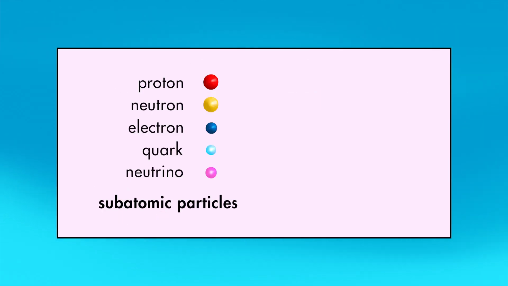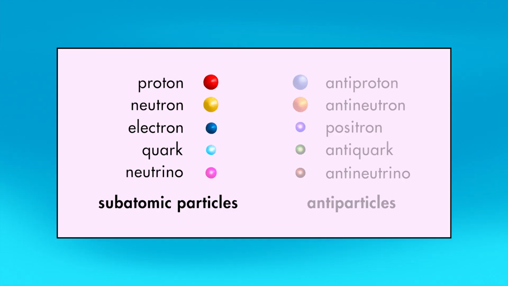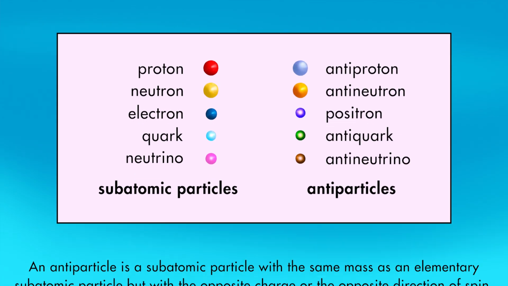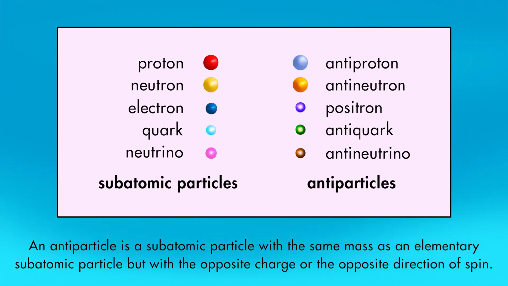Modern science has also discovered that for each type of elementary subatomic particle, there is a corresponding antiparticle. An antiparticle is a subatomic particle with the same mass as an elementary subatomic particle, but with the opposite charge, or the opposite direction of spin. The antiparticles involved in beta radiation are positrons, antiquarks, and antineutrinos.